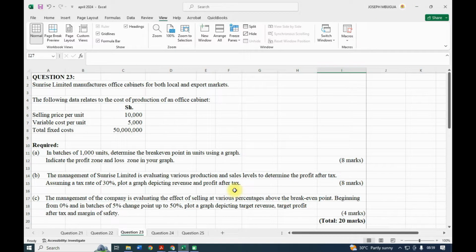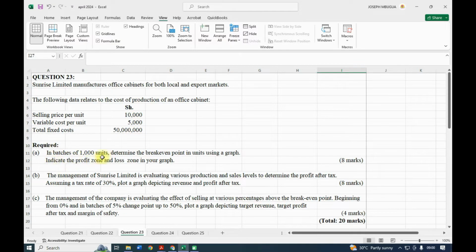So we look at the question, question number 23, which was based on management accounting. The question reads: Sunrise Limited manufactures office cabinets for both local and export markets. The following data relates to the cost of production of an office cabinet. Selling price per unit is 10,000 shillings. Variable cost per unit is 5,000 shillings, and total fixed cost is 50 million.